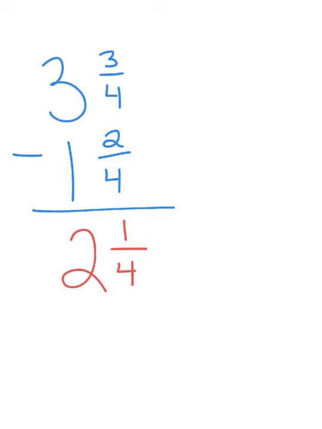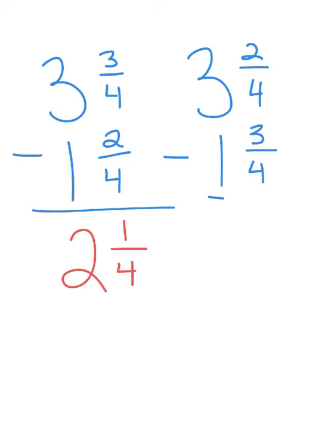However, what if we have a problem like 3 2/4 minus 1 3/4? This problem's a little trickier because you can't do 2/4 minus 3/4, right? Because 2/4 is less than 3/4. So in this case, we're going to have to rename or rewrite this mixed number so that this fraction is larger than this fraction. So let's walk through how to do that.